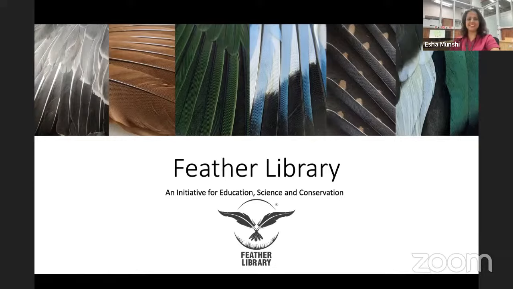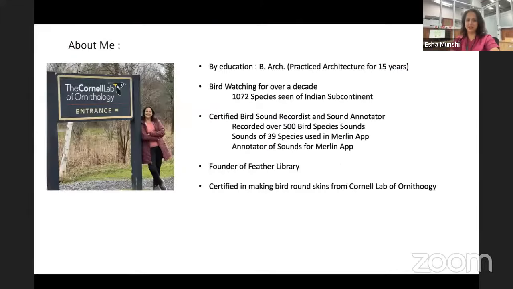Feather Library, I think it's pretty much clear. And as Misha introduced me, I think that was quite in detail, but I'll still say some things about me. So as Misha said, by education, I'm an architect. I practiced architecture for 15 years. I've been bird watching for over a decade now, and I've seen around 1,072 species from the Indian subcontinent, more worldwide, but if we just talk about the Indian birds.